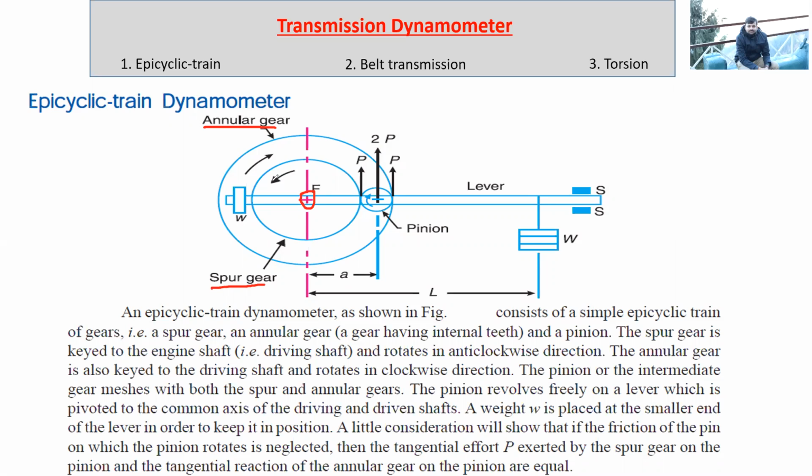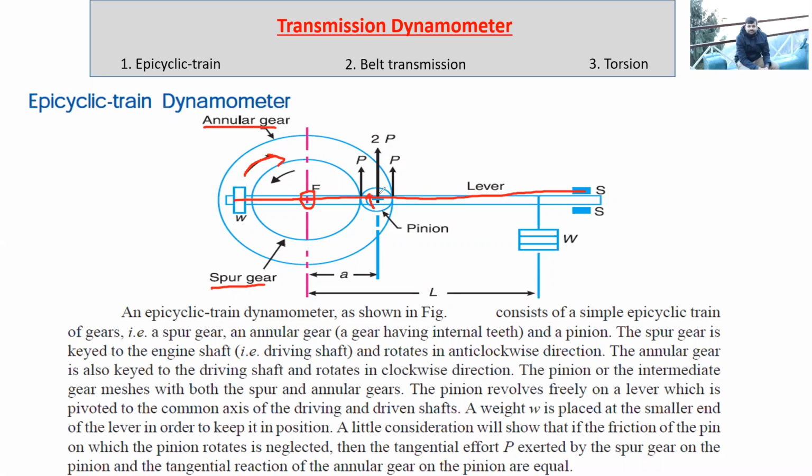Now, when this will rotate, let's say it is rotating in anti-clockwise direction. So what will happen to the pinion? The pinion will rotate in clockwise direction, and hence this annular gear will also rotate in the clockwise direction. Now again, we have this lever over here, and this pinion gear is pinned on the lever, so it is free to move.